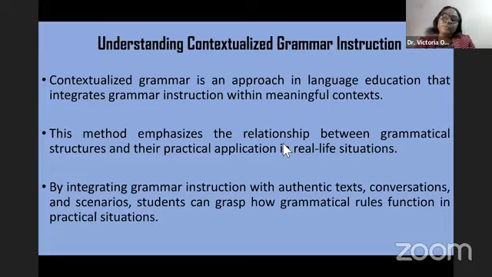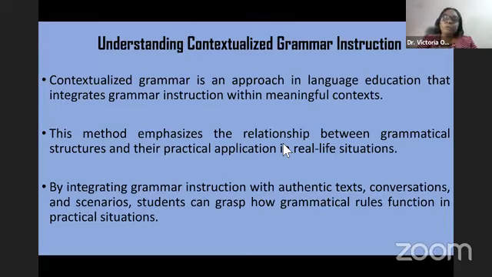And in trying to integrate it, what do we do? We use everyday activities. So authentic text, we come to look more at some of these authentic materials. We use conversations and scenarios that the students can come up with themselves. We look at events and situations that they are familiar with to help them see the language in action.